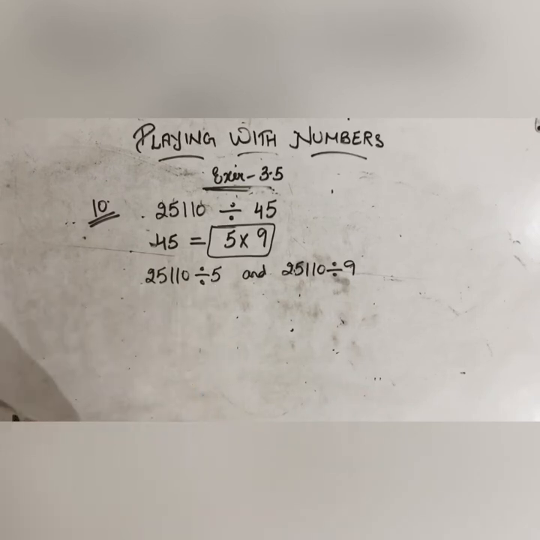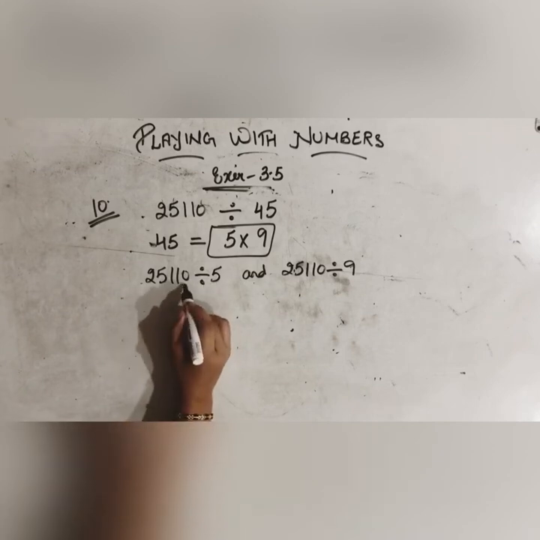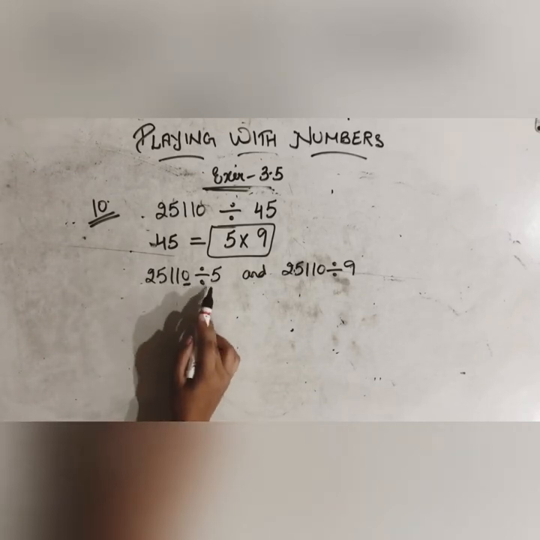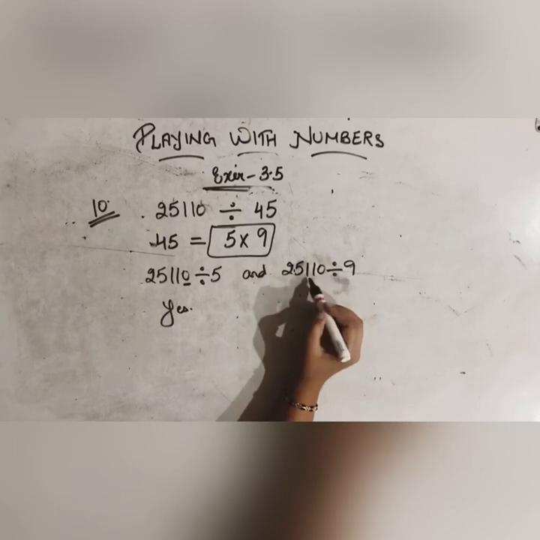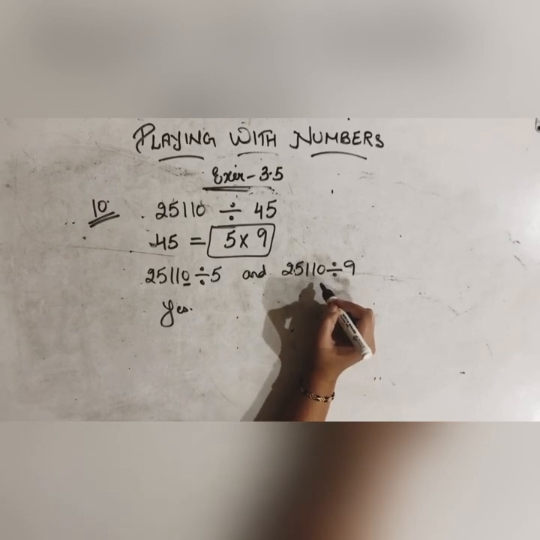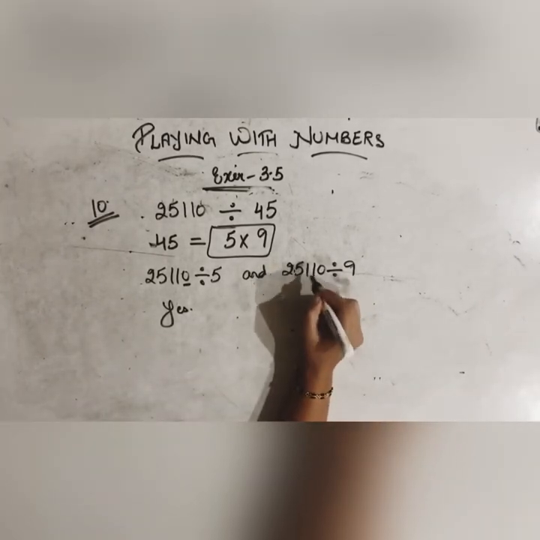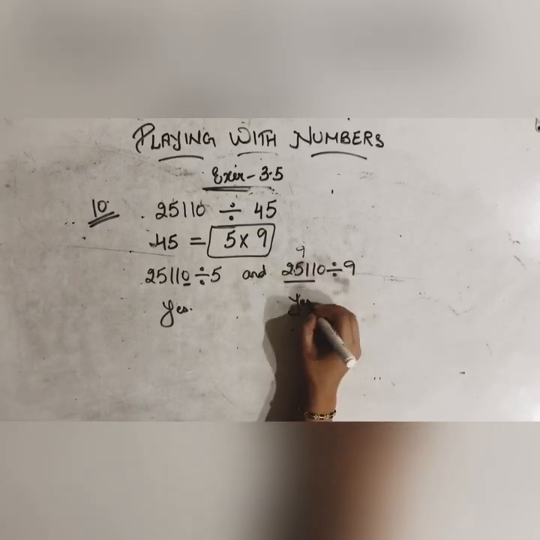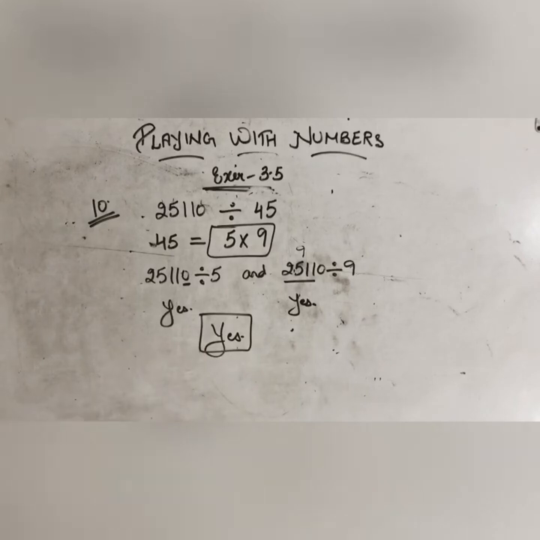Yes, this number is divisible by 5. We have done the divisibility rule for 5, that if on the unit place we have 0 or 5, then this number will be divisible by 5. So answer is yes. And check whether this number is divisible by 9 or not. If the sum of digits is divisible by 9, then we say that this number is also divisible by 9. Add all the digits: 2 plus 5 is 7, plus 1 is 8, plus 1 is 9. So 9 is divisible by 9. So this is also yes. So the answer is yes. This number is divisible by 45.